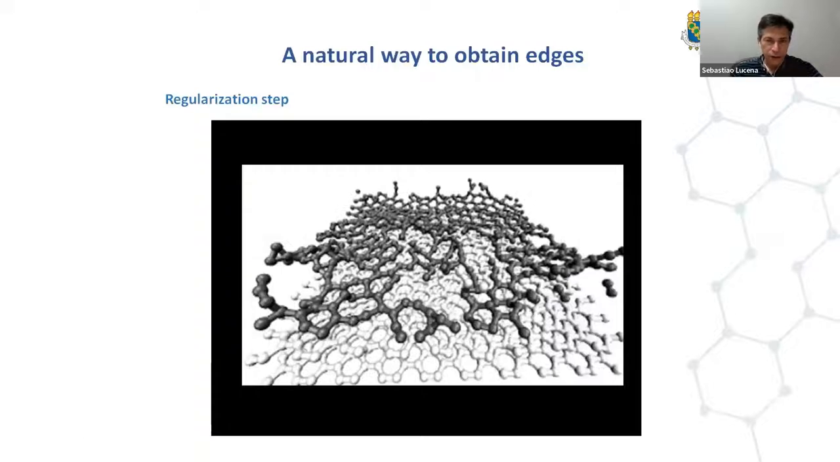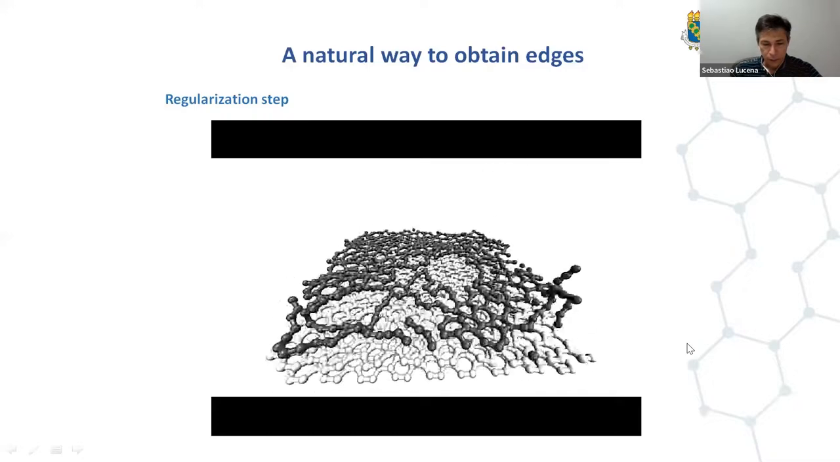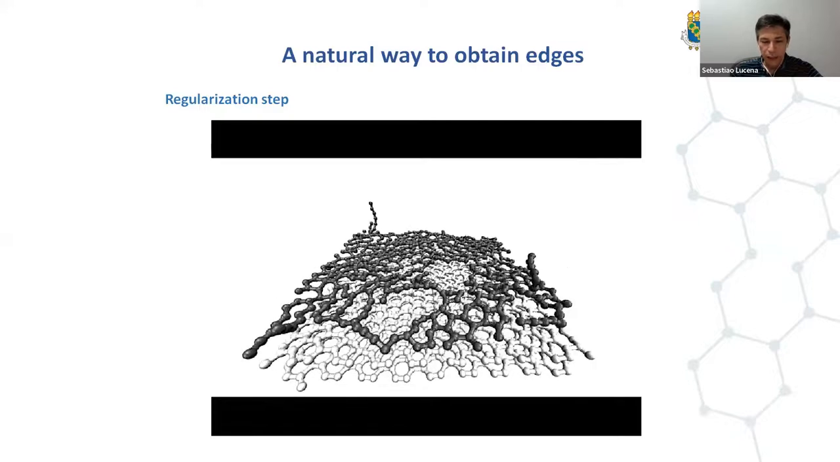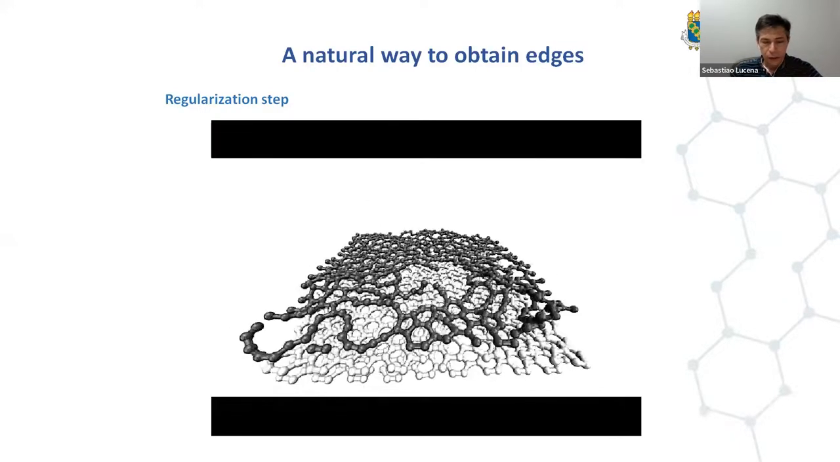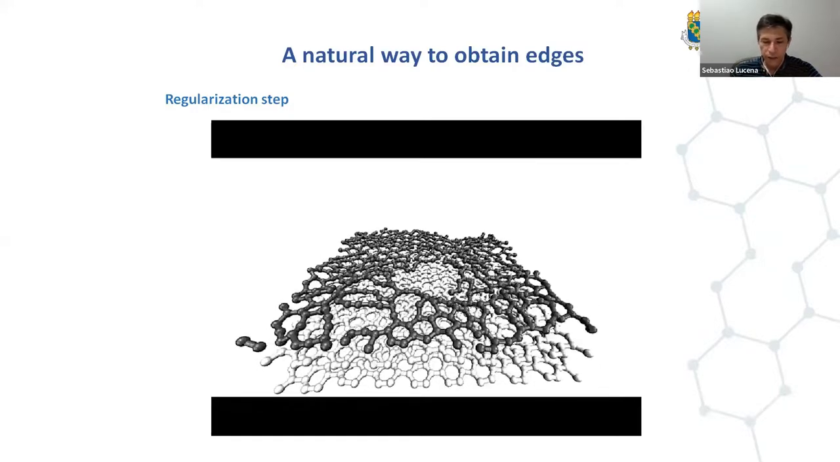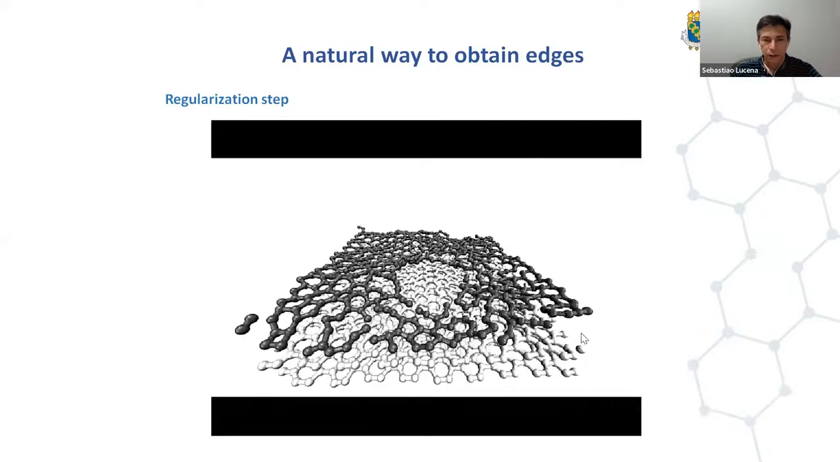After the oxidation step, we perform the regularization step. Here is a short movie of the regularization. Note that unstable carbon rings and linear carbon chains are eliminated from the surface. The carbon atoms proceed in a sequence of reorganizations until the most stable configuration is obtained.